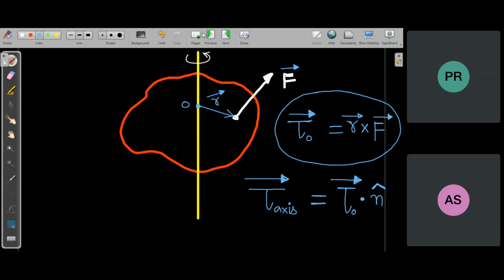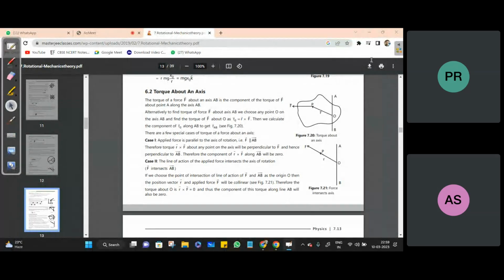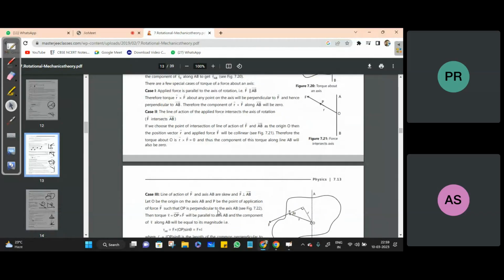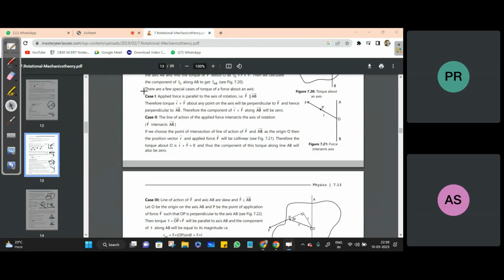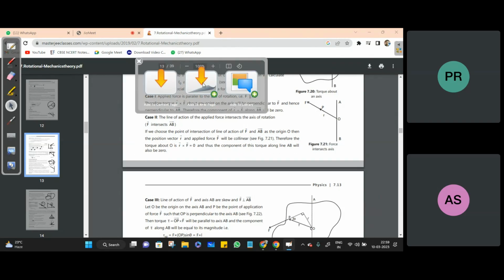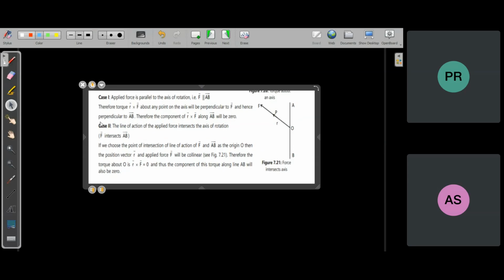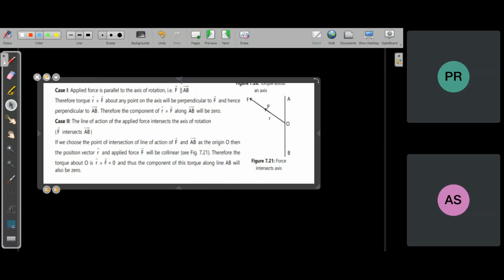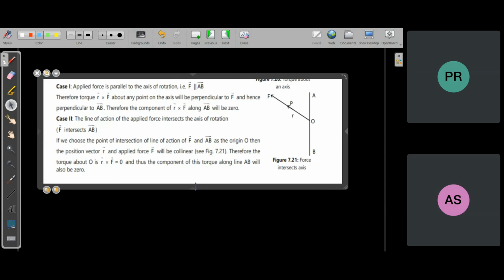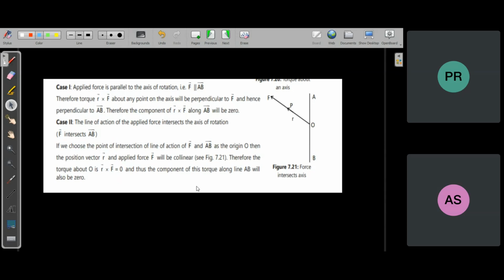Okay, so then let's go to the next. Now, here you have to understand that if the line of action of force is parallel to the axis, then torque about the axis will always become zero. Because if the force is parallel to the axis, then r cross F will be perpendicular to the axis. And if r cross F is perpendicular to the axis, then it will have no component along the axis.